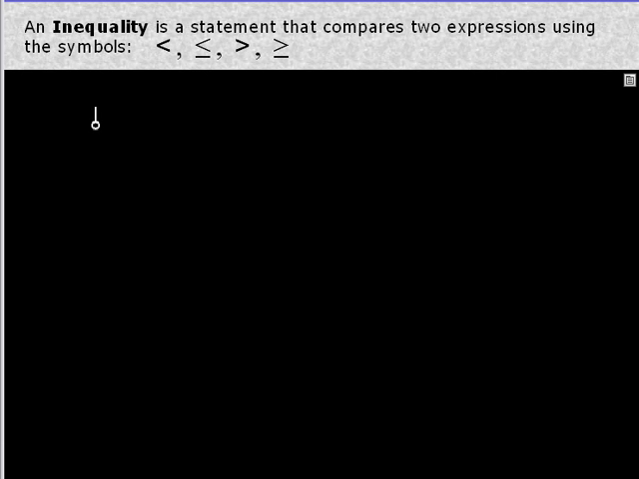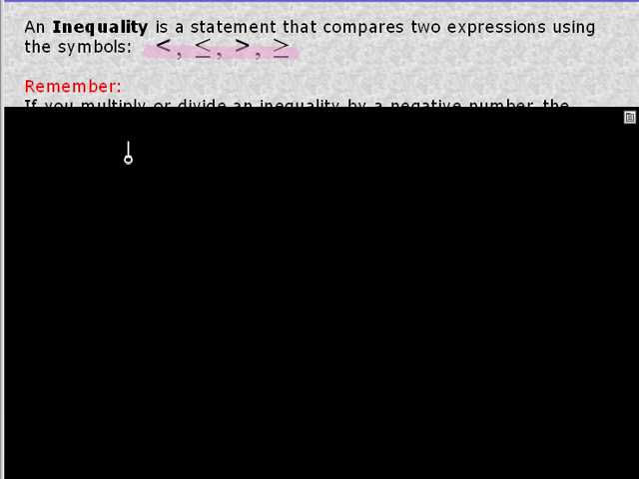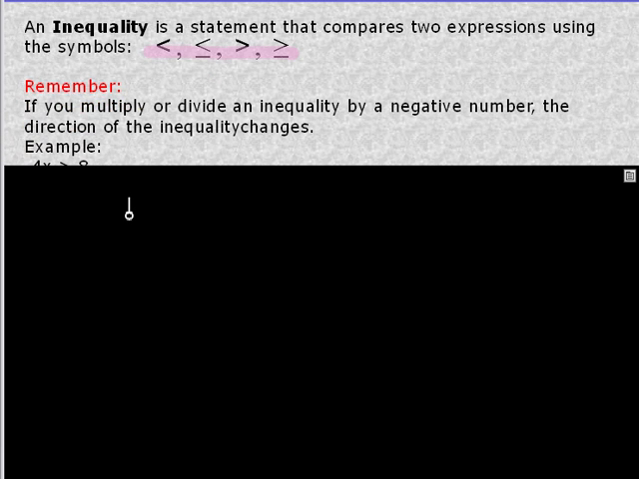All right, an inequality is a statement that compares two expressions using the symbols less than, less than or equal to, greater than, or greater than or equal to. So it doesn't have an equal sign, it has one of these inequality symbols. And remember, if you multiply or divide an inequality by a negative number, you have to change the direction of the inequality sign.